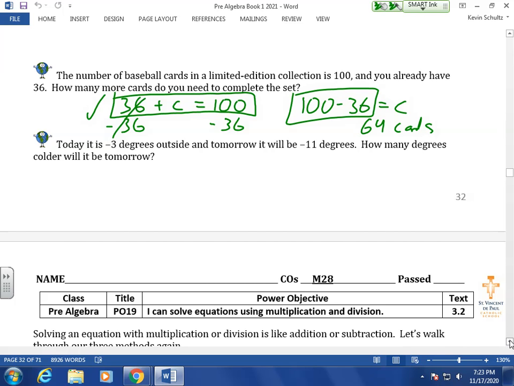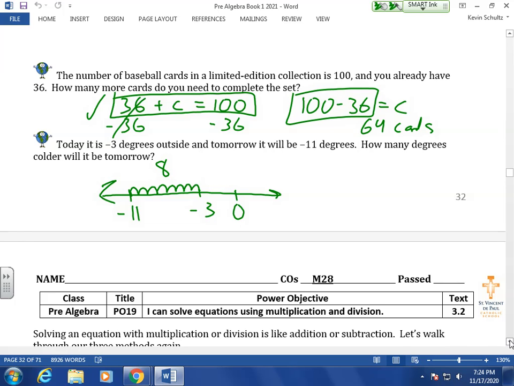Today it is negative 3 degrees, and tomorrow will be negative 11 degrees. No, say it ain't so. How many degrees colder will it be tomorrow? So for this one, maybe an equation didn't really help you, but looking at a number line, you know, because in Minnesota we're familiar with thermometers with negative temperatures on it. If it's negative 3 degrees today, and tomorrow it'll be negative 11, how many jumps is it? 8, right? To get from negative 3 to negative 11.